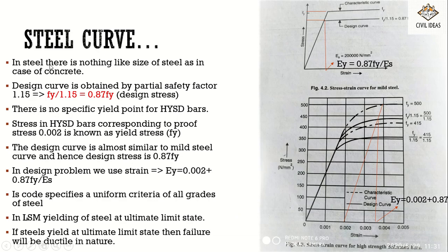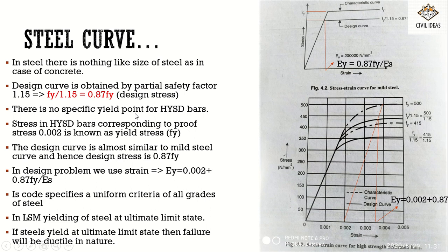Now the steel curve. Here you can see there are two curves. One is for mild steel and the second one is for HYSD, high yield strength steel bars. In steel there is nothing like size effect as in the case of concrete. The design curve is obtained by dividing by the partial safety factor of steel, which is 1.15. If you divide Fy by 1.15, we will get 0.87 Fy, which is the design stress.